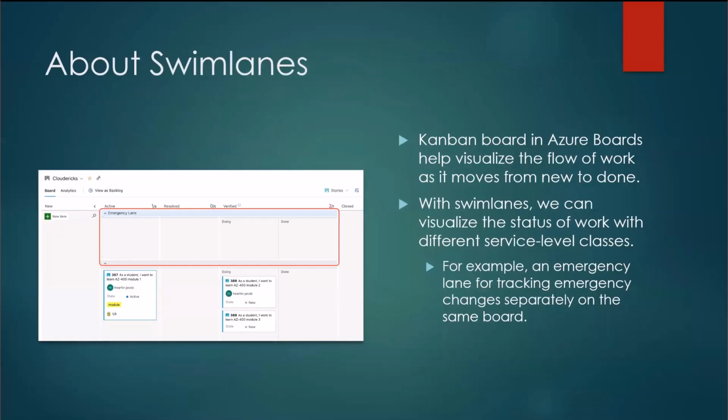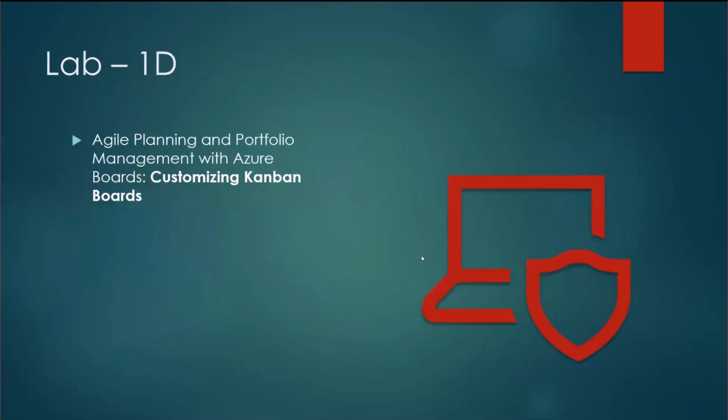About swim lanes, the Kanban board in Azure Boards helps visualize the flow of work as it moves from new to done. With swim lanes, we can visualize the status of work with different service classes. For example, an emergency lane for tracking emergency changes separately on the same board. So we can have different paths here, one for normal, one for emergency, and so on. Let us go and see the lab document.